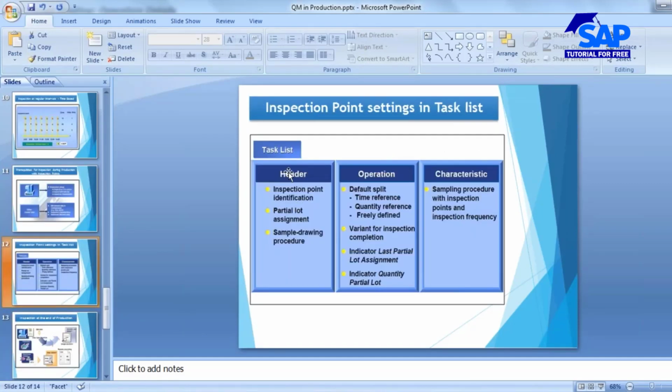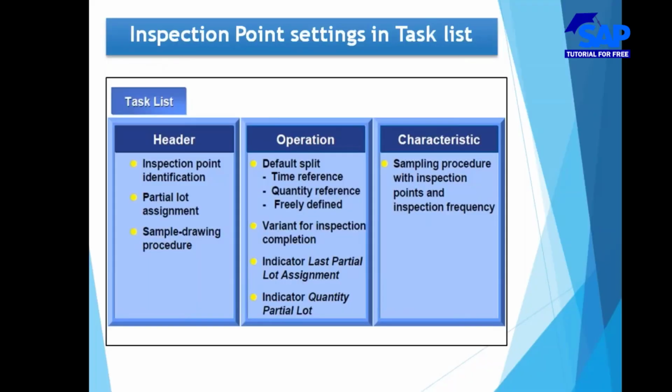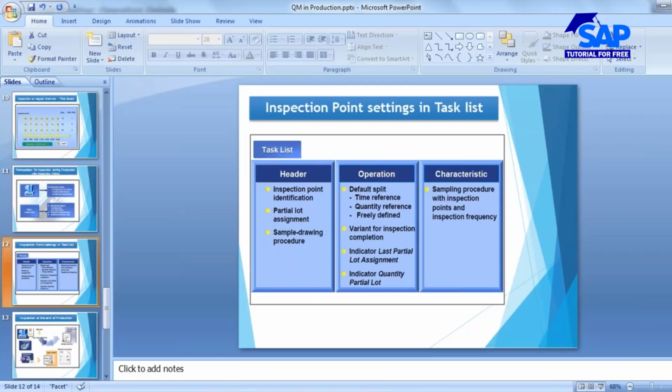We are here. In the header, we activated these settings. In the header, I activated the inspection point. I activated the inspection point identification, and now in the operation, we are making these settings. The default split I am activating. These settings I am making. Okay. So now we'll do that.